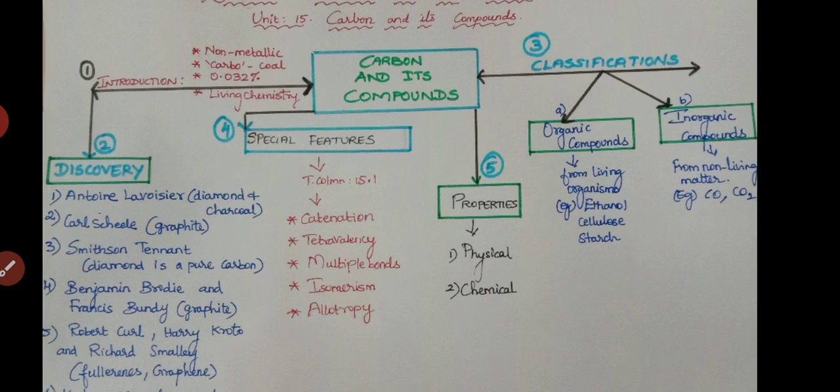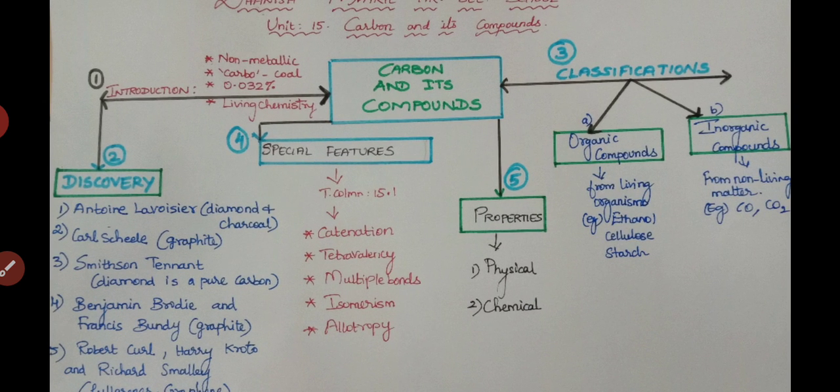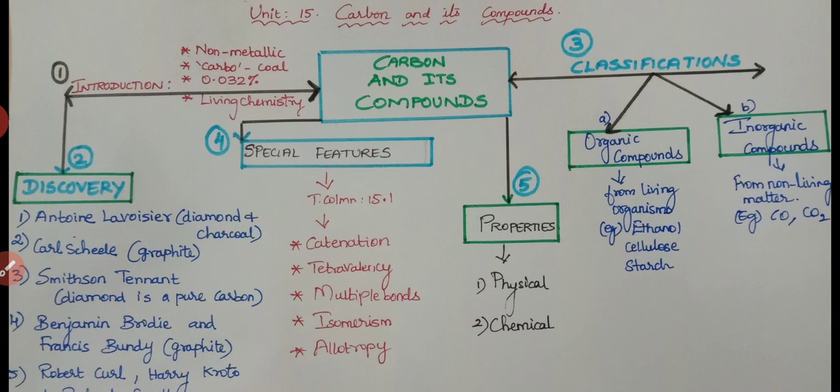Before going to the lesson, we will see the introduction. You have 4 important points in the introduction which you must know before you go deeply into the lesson. So what are they? The first point is non-metallic. Carbon is one of the most important non-metallic elements. Antoine Lavoisier named carbon from the Latin word carbo, which means coal. So Lavoisier is the scientist who named carbon, deriving it from the Latin word carbo, which means coal. So carbon is nothing but coal.